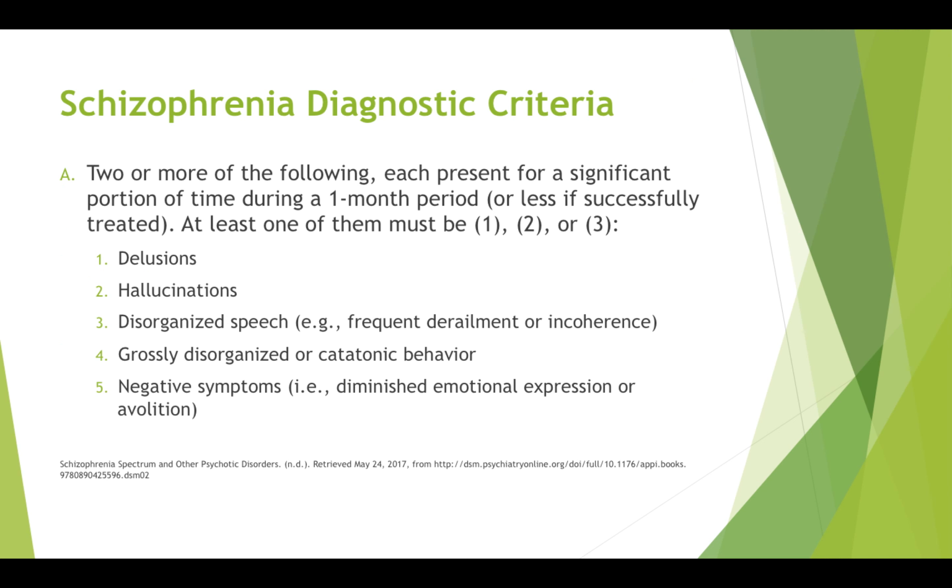Schizophrenia diagnostic criteria encompass several distinct criteria. A is 2 or more of the following present for a significant portion of time in a 1-month period, less if successfully treated. At least one of them must be one of the first 3 of the 5 domains, and those, as a reminder, are delusions, hallucinations, disorganized speech, grossly disorganized or catatonic behavior, and negative symptoms.